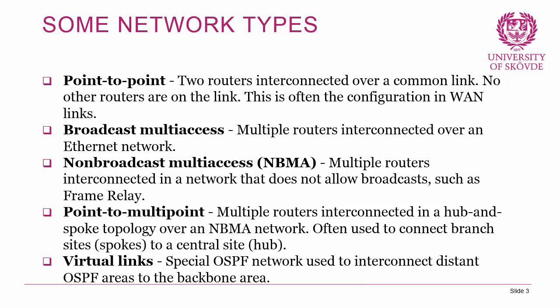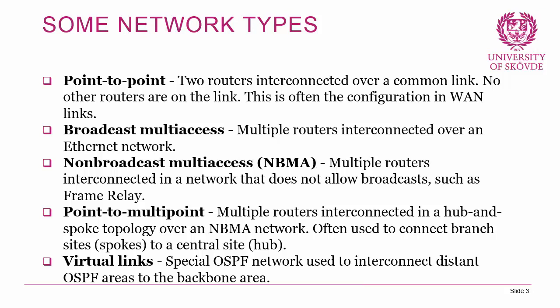So first, we have what we call point-to-point networks. This is in the domain of routers, so this is two routers that are interconnected over a common link. No other routers can be on this link, so it's just point to point, and this is often the configuration when it comes to wide area network links.